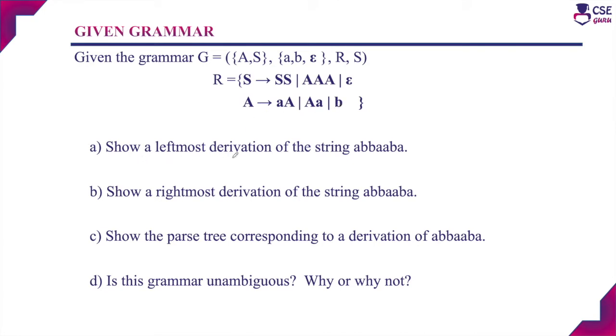Show the leftmost derivation for the string a a b b a b a. Show the rightmost derivation of the string a a b b a b a. Show the parse tree corresponding to the derivation of a a b b a b a. Is this grammar unambiguous? Why or why not?